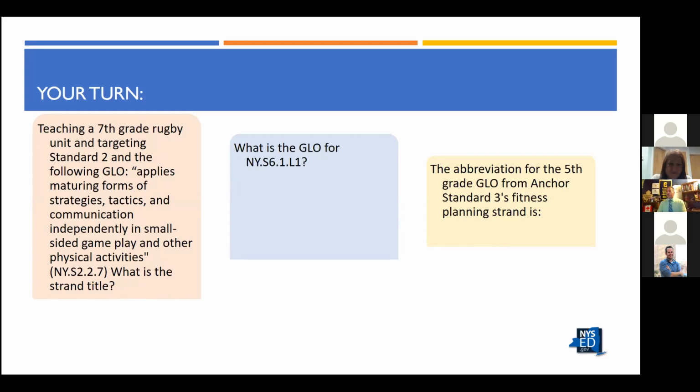So you need to go to your scope and sequence document and you need to find NY.S2. That's anchor standard 2. Dot 2 refers to the strand. That's the one you're looking for. And obviously the 7th grade level. So you've got to find what is the content strand title. Who can get that?